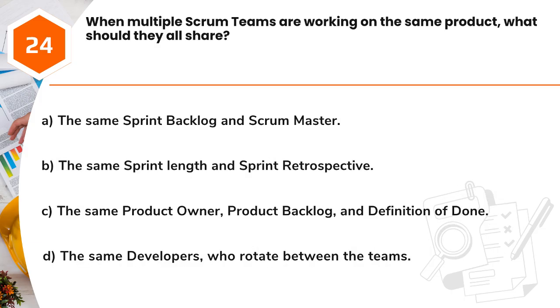Question 24. When multiple Scrum teams are working on the same product, what should they all share? A. The same sprint backlog and Scrum Master. B. The same sprint length and sprint retrospective. C. The same product owner, product backlog, and definition of done. D. The same developers, who rotate between the teams.